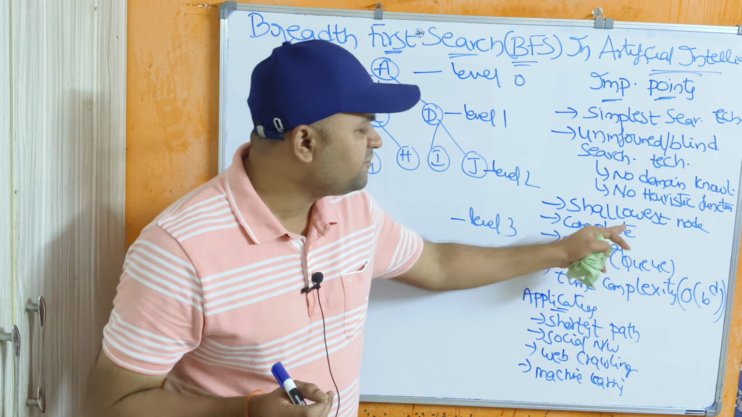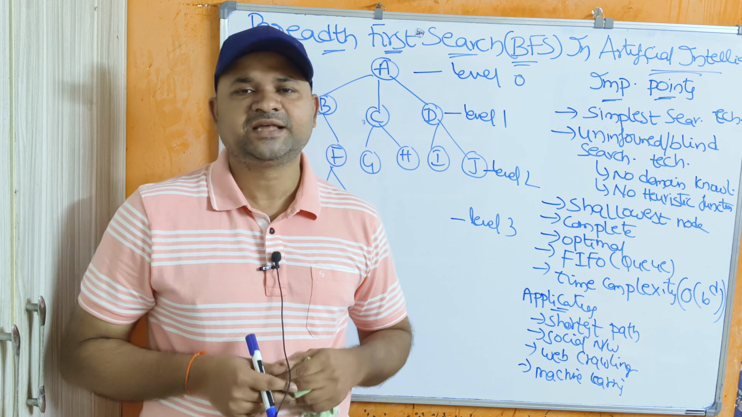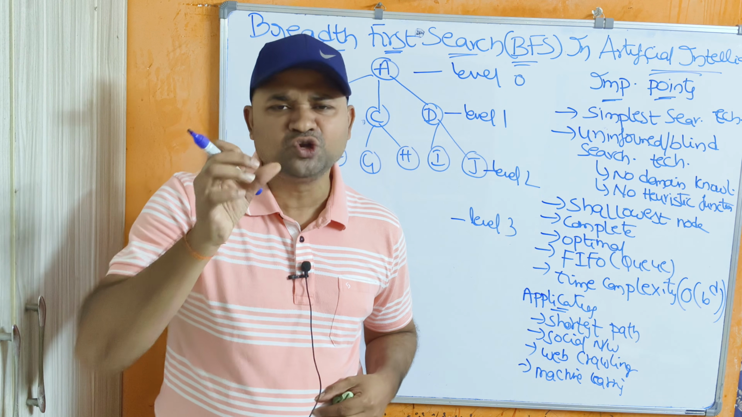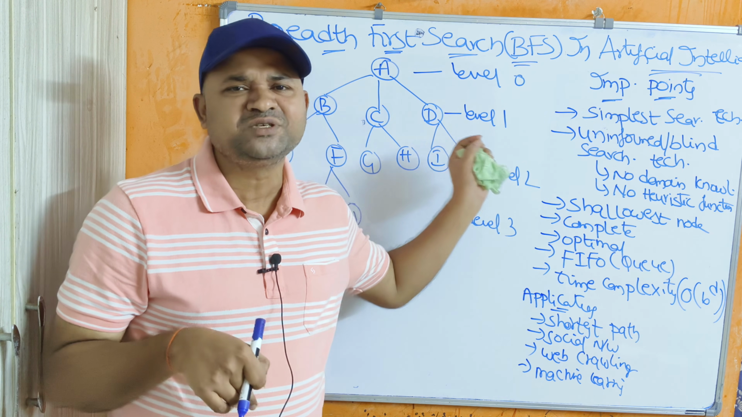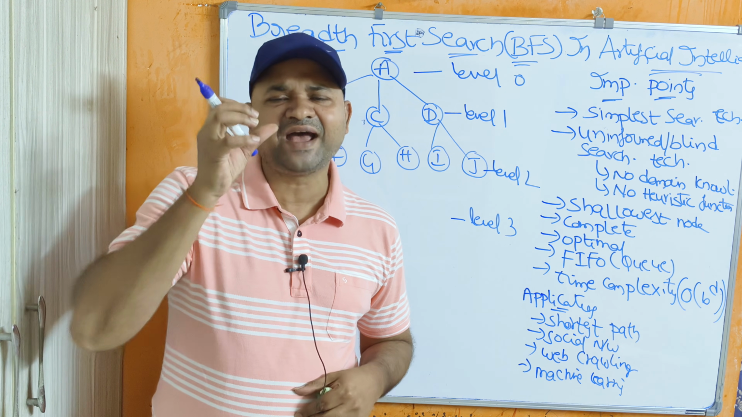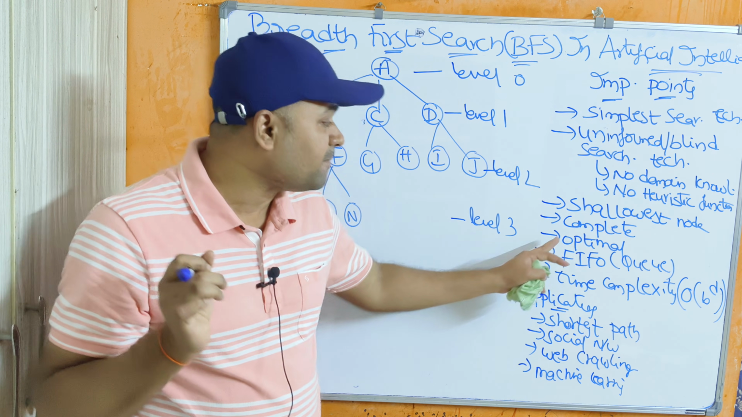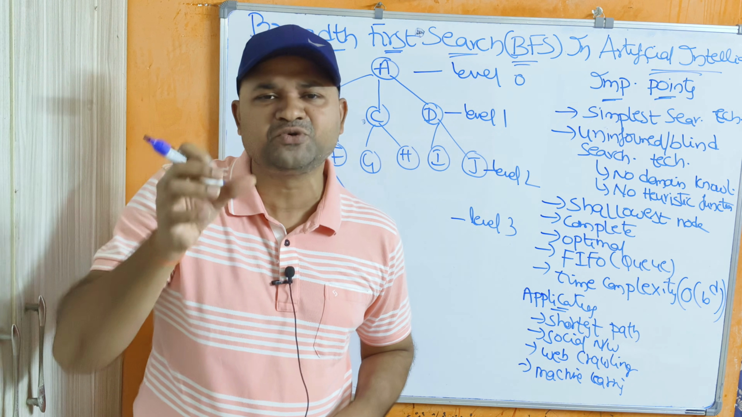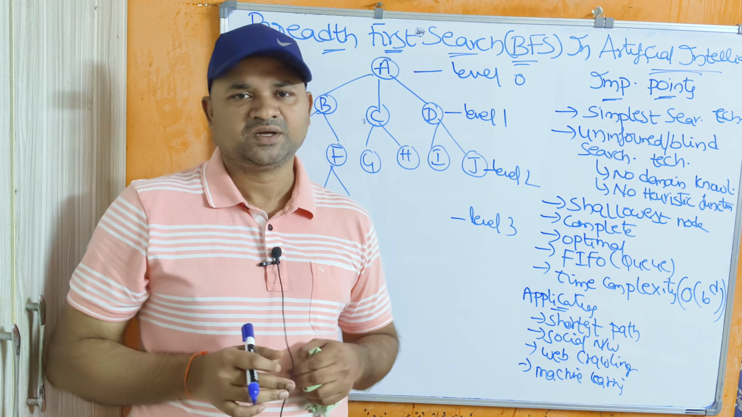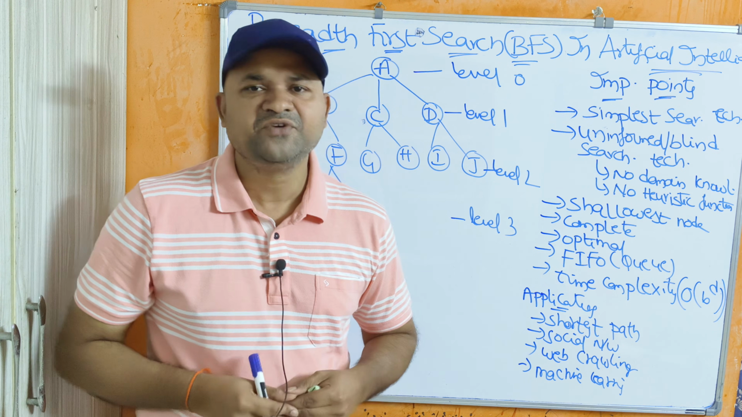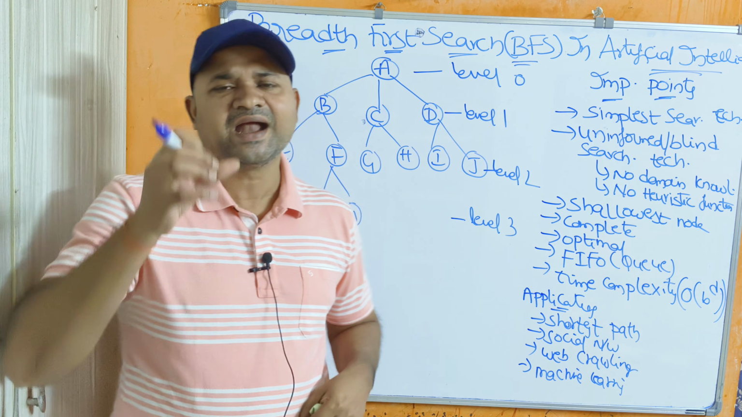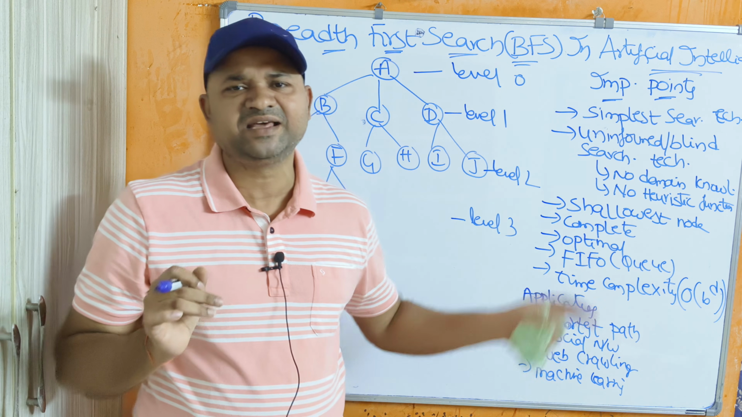Next, BFS is complete. That means if there is a solution, then by using BFS, we can find it 100% completely and produce the goal node. So complete means we can find the goal node 100% with the help of BFS.